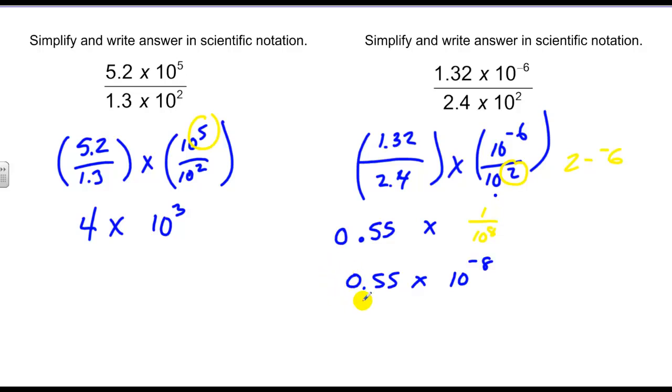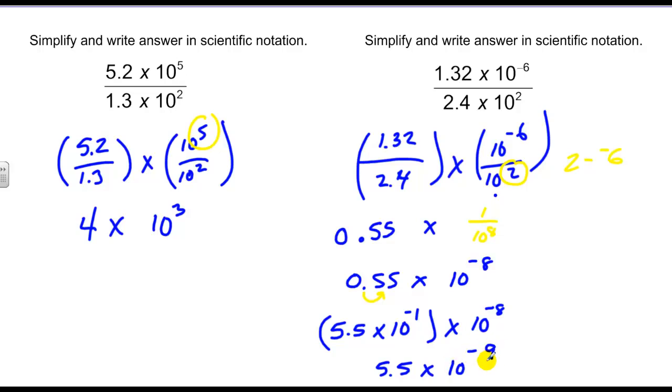Now, you notice 0.55 is not in scientific notation. I'm going to do that. So I'd have to move my decimal 1 to the right, giving me 5.5 times, since I moved to the right, my exponent's negative, 10 to the negative 1. That would be multiplied by 10 to the negative 8th. Same bases of 10s, so I'm going to add the powers, so that's 5.5 times 10 to the negative 9.